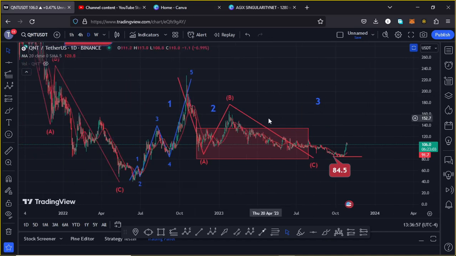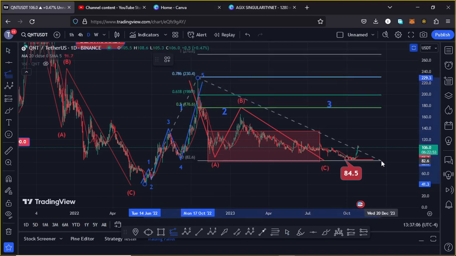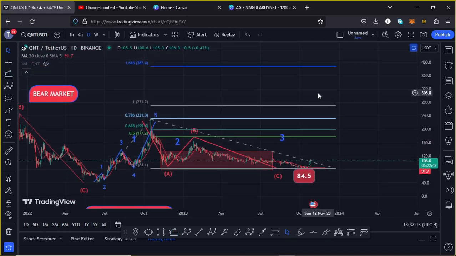Giving you minimum target areas for the third wave, by connecting the trend-based Fibonacci from the low of the first wave to the high of that wave one, then dragging the fibs to the low of the second wave, I get a minimum target area at the fib level 1.618, and that is at around the $387.4 mark. That is the minimum that we can expect QNT to do in the formation of that wave three to the upper side.